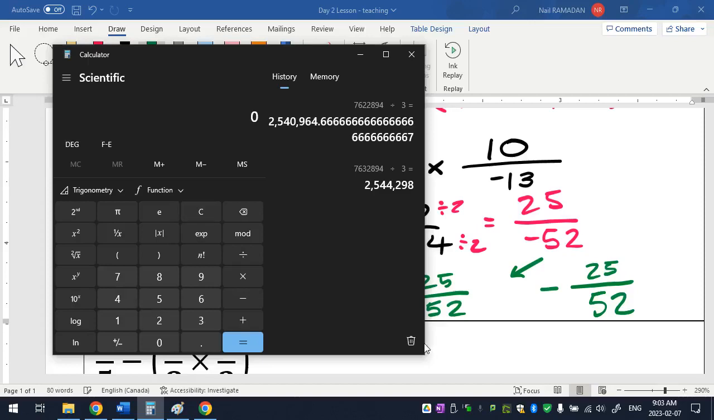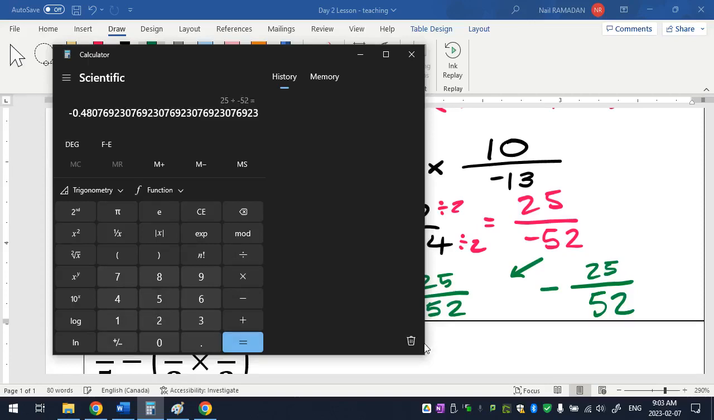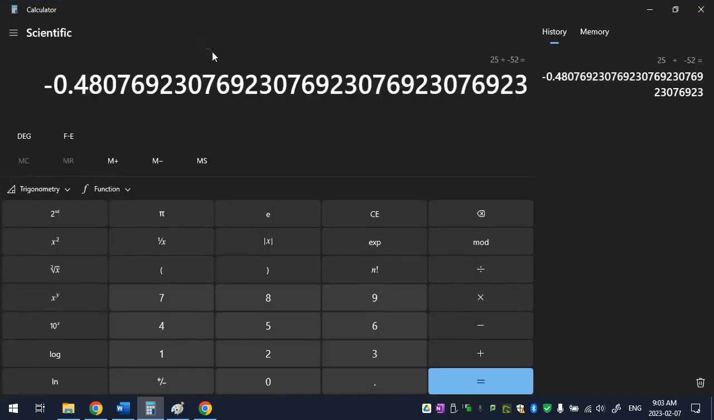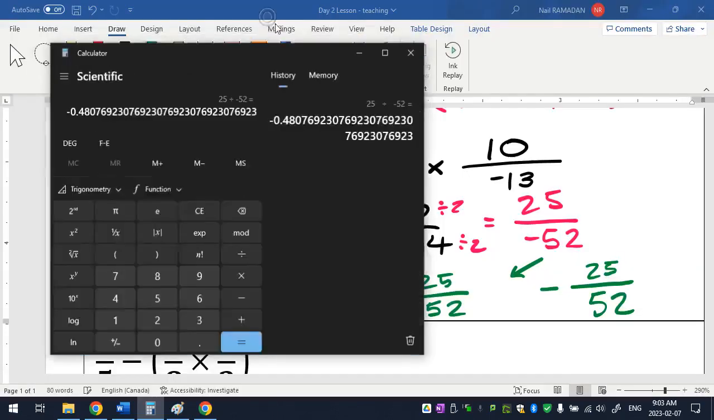Look, clear. 25 divided by negative 52. That's how I do it. Okay, let's just remember this number. Negative what? Point what? 0.48. All right. Yeah, they have to be the same. Otherwise, I don't have a job. Okay, let's do the other one.